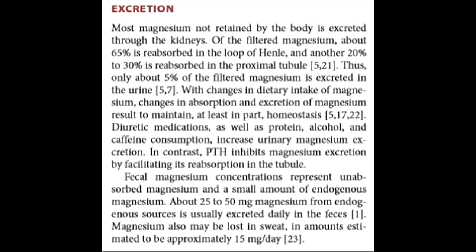Another route by which magnesium excretion takes place is through fecal excretion. This fecal magnesium concentration represents unabsorbed magnesium in the small intestine that is not absorbed by the brush border region of the small intestine, plus a small amount of endogenous magnesium. So 25 to 50 milligrams of magnesium from endogenous sources is usually excreted daily in the feces. And a very small amount of magnesium is lost in sweat.